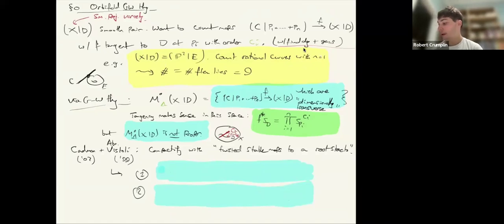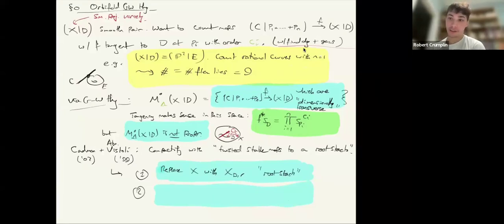So great. The compactification was originally defined by work of Charles Cadman and Abramovich, using work of Abramovich and Vistoli. The compactification I'm going to talk about is called twisted stable maps to a root stack. I'll elaborate on what this is, but there are two ingredients. The first ingredient is that we're going to replace X with a new object, denoted X_{D,r}, which is called a root stack. Okay, I'll talk about that on the next page.